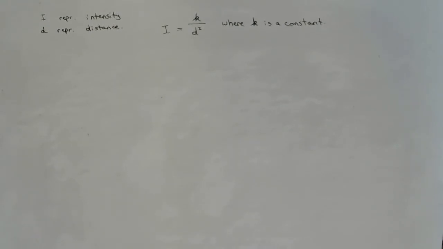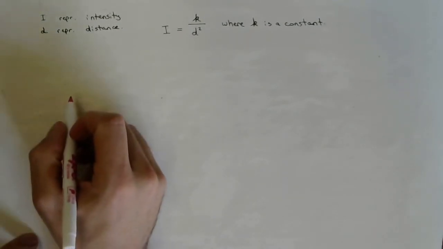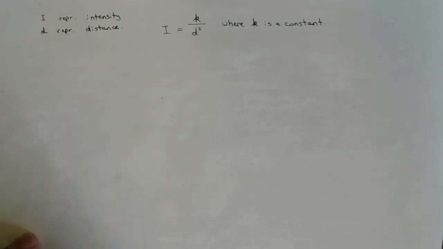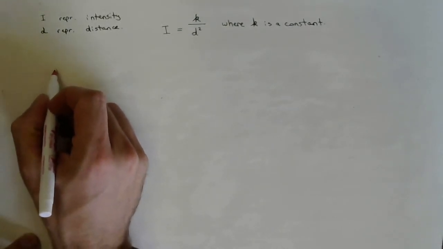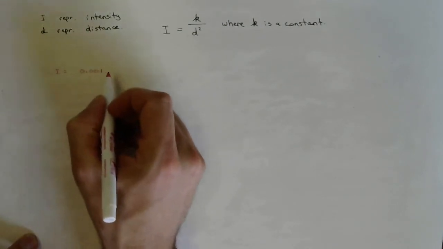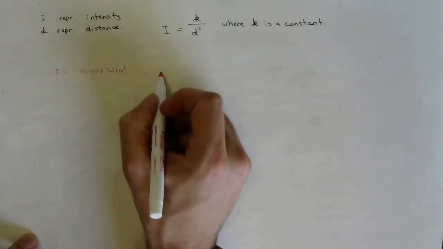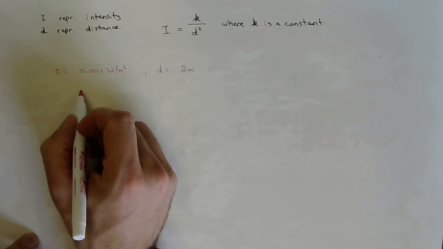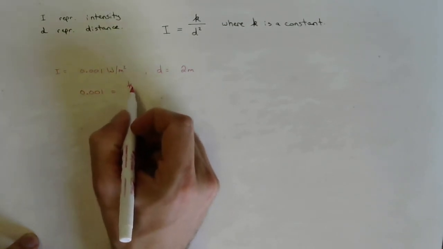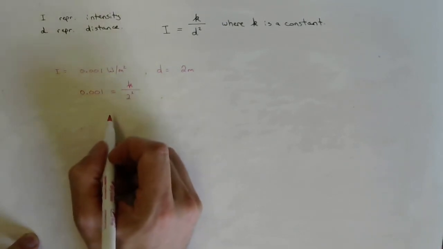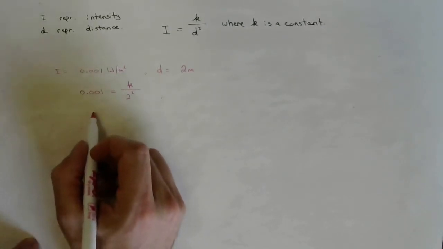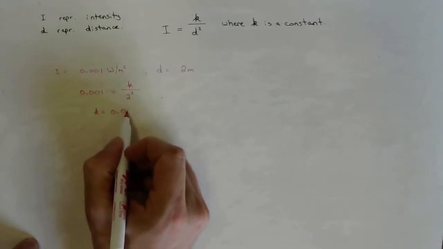The intensity of the sound from a loudspeaker at a distance of 2 meters is 0.001 watts per meter. So in A, let's follow your notes. Now substitute our values. I equals 0.001 watts per meter squared, and D equals 2 meters. Now all we do is sub those things in. So we've got 0.001 equals K over 2 squared. Multiply both sides by 2 squared, right? That's the same as multiplying both sides by 4. You end up with K equals 0.004.